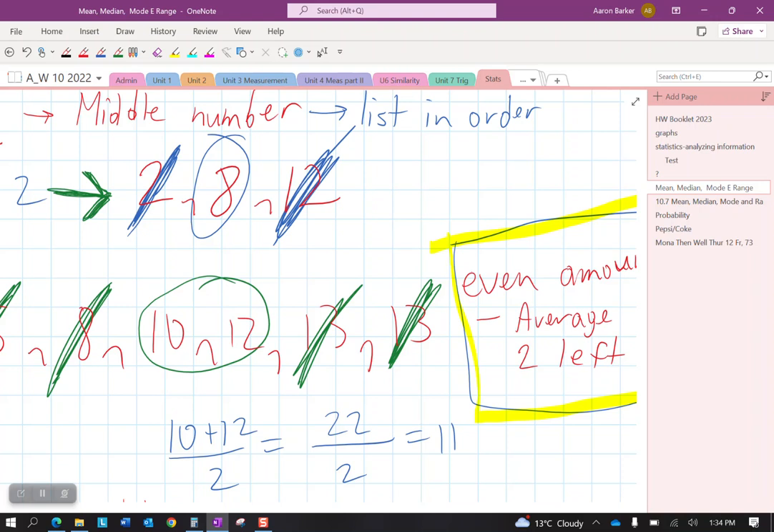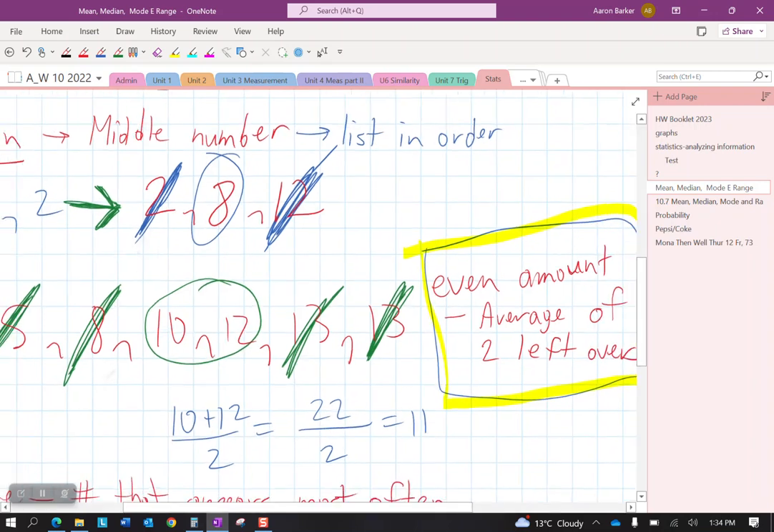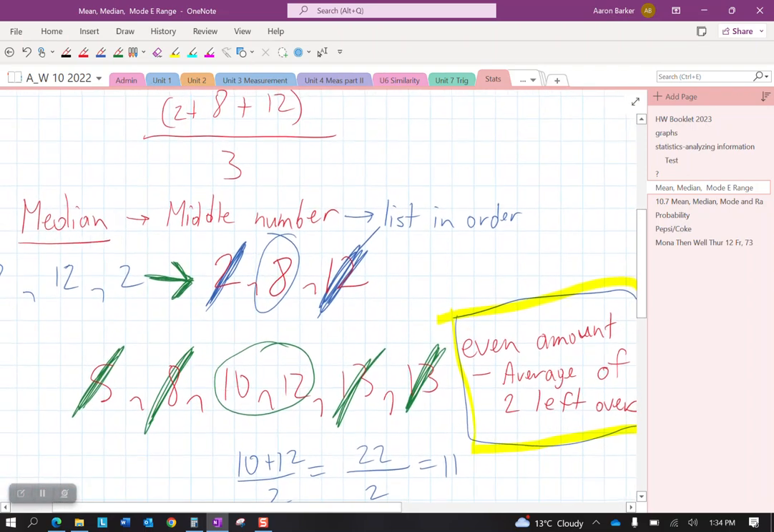Okay. So 11 is your answer when you have the middle number, median. Any questions with the median?